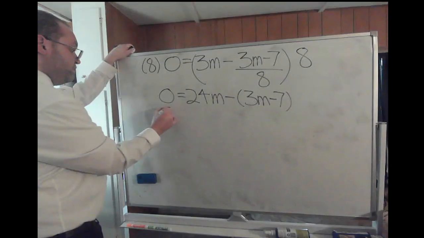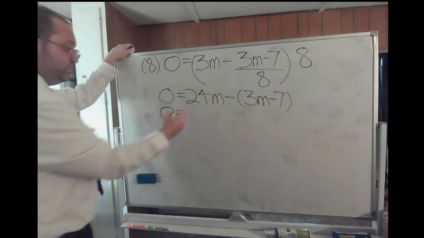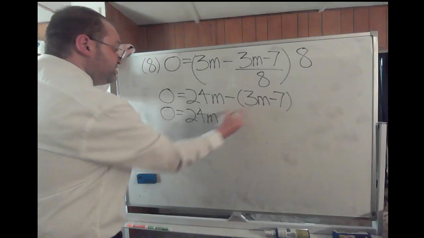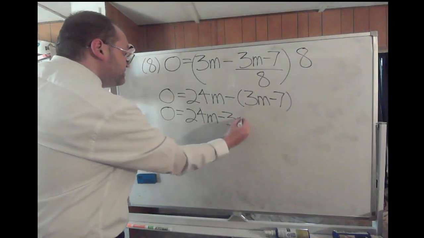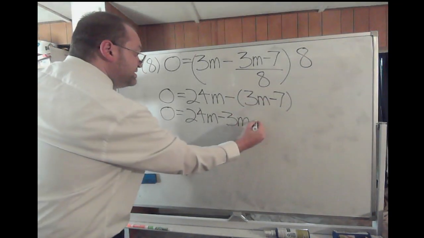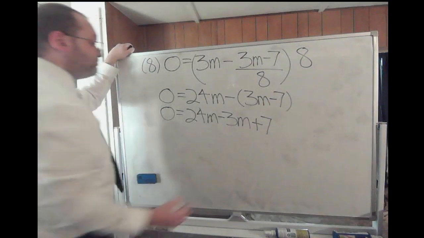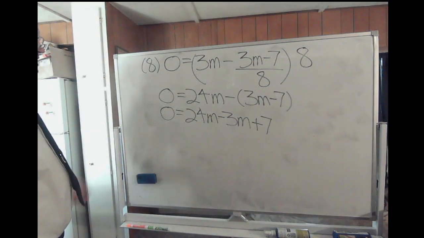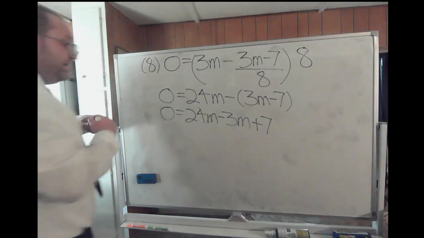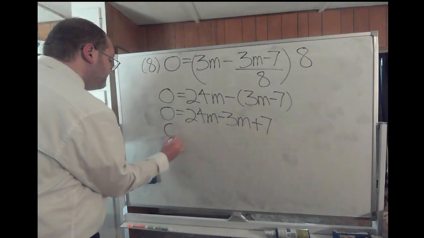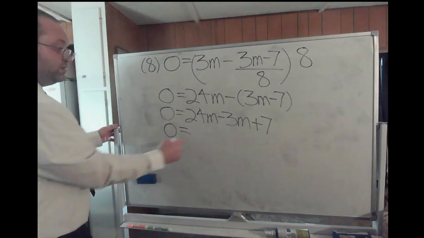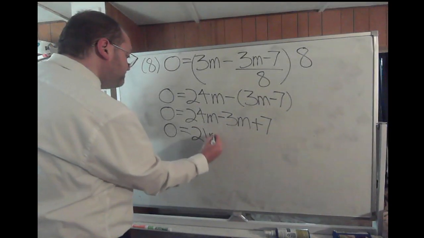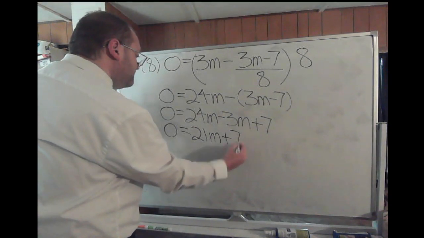So we still have 0 on the left-hand side is equal to 24m minus 3m, well that's what it is, minus 3m, minus 7 is actually plus 7. Okay, well, simplify the right hand side. You still have 0. 24m minus 3m is 21m plus 7.